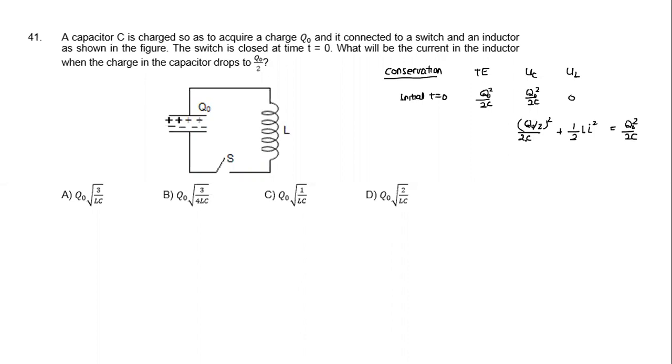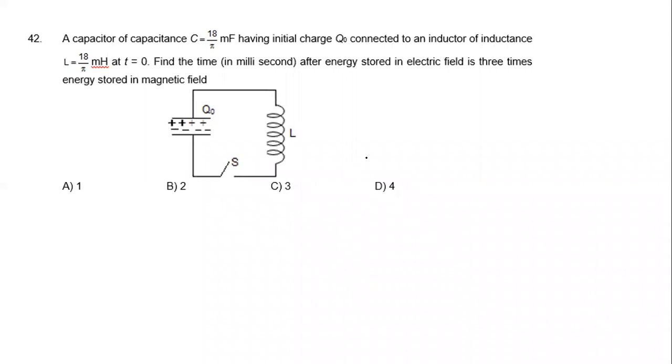Or other way of thinking is this is the total energy. Now the capacitor energy has become 1/4, so the inductor energy is 3/4 of the total. So we can equate this term equal to 3/4 of the total. Anyway, we can solve. Next, find the time. C is given, L is given, so we can find the value basically per time period.